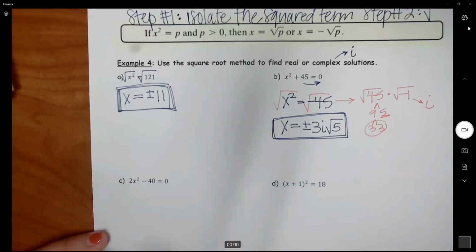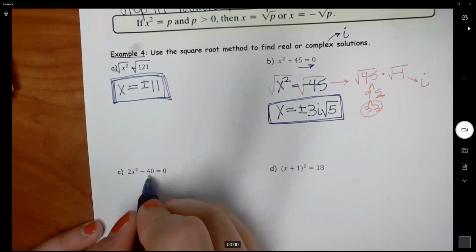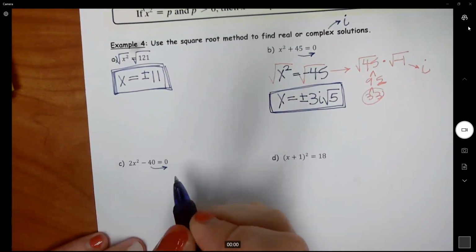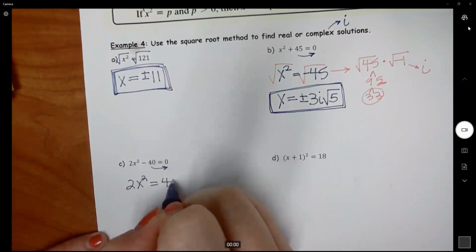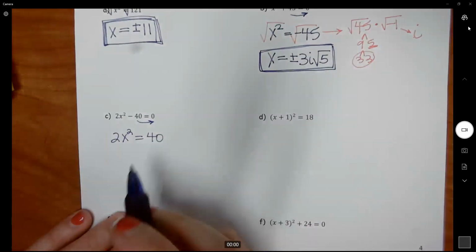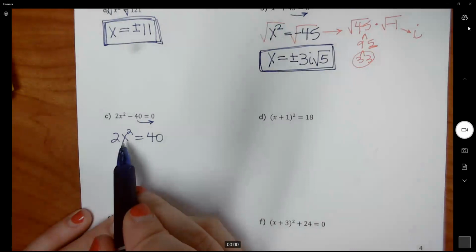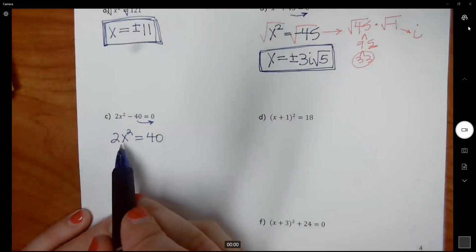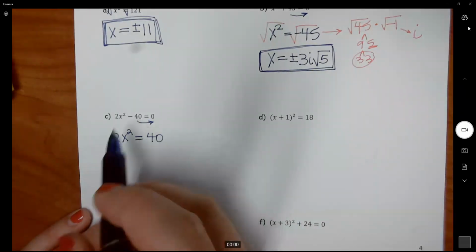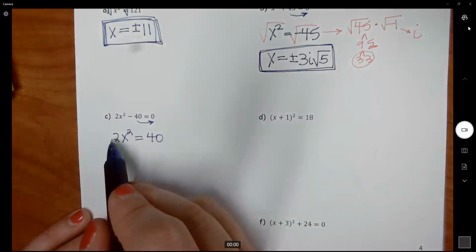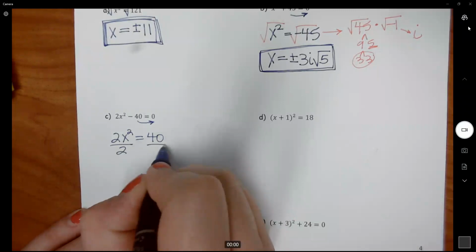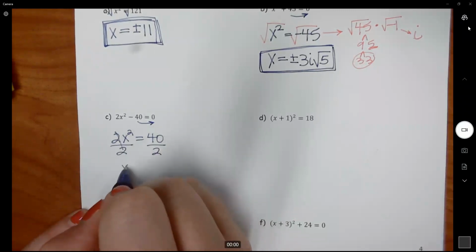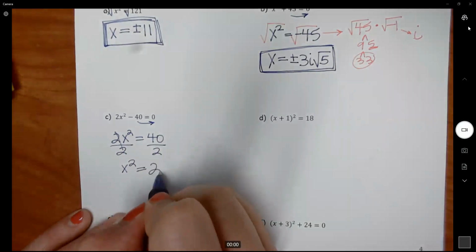Let's get this x squared term isolated again. We'll do that first by adding over our 40. So I've got 2x squared equals 40. My square term is still not isolated because that's 2 times x squared. I cannot take the square root here because 2 is not a perfect square. So let's divide both sides by 2, and we get x squared equals 20.